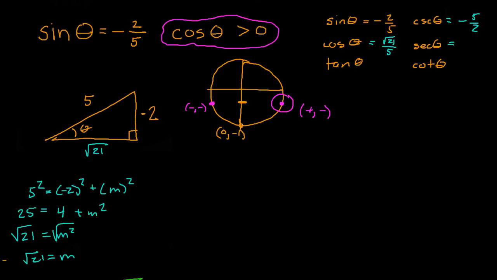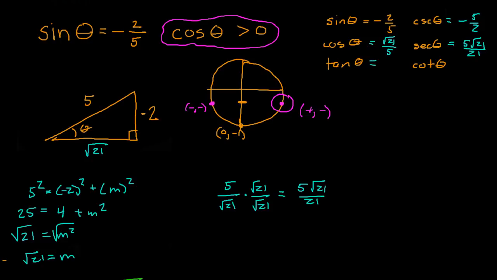Now, I'm going to have to do some dirty work here because that would be 5 over radical 21, and I do not like square roots in the denominator. So I'm going to multiply the top and the bottom by radical 21 to get 5 radical 21 over 21. So that would be secant, 5 radical 21 over 21.